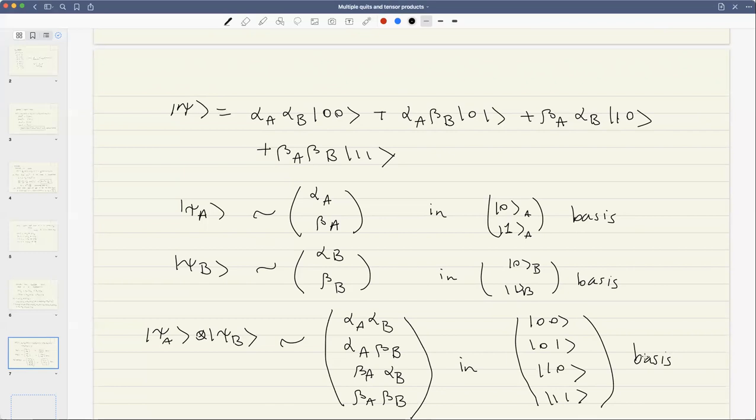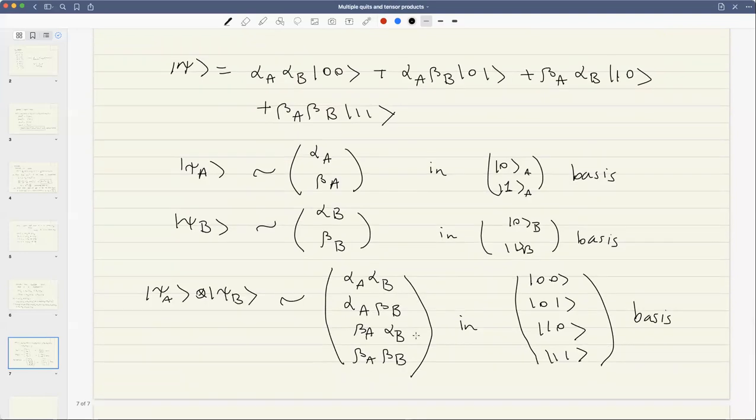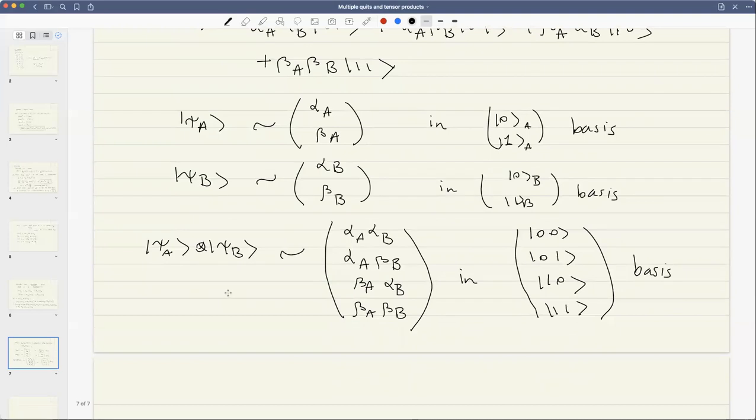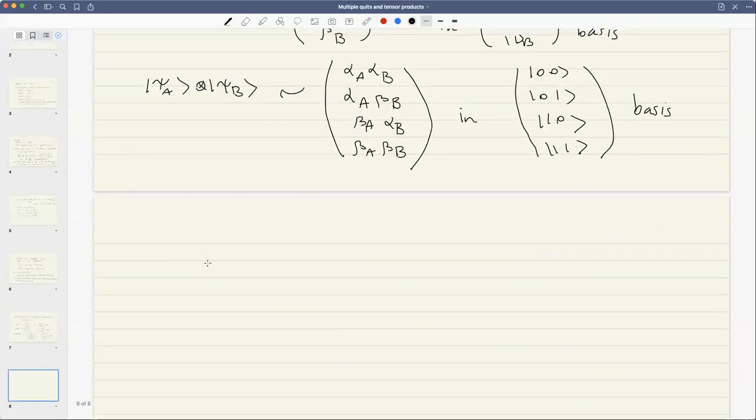Okay. Now, there is a recipe for the tensor product when it comes to matrices. So let's just briefly review that.